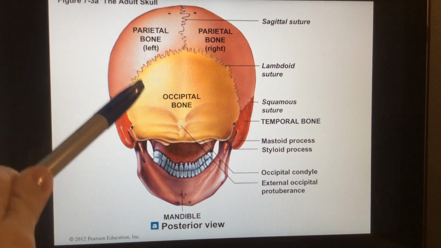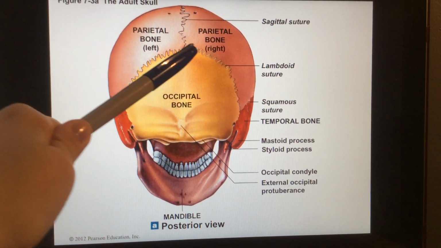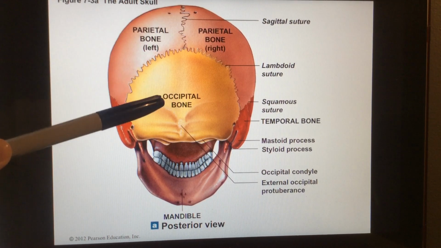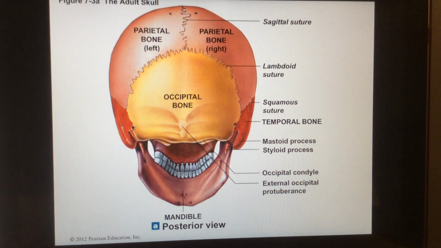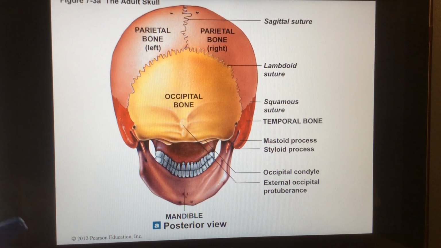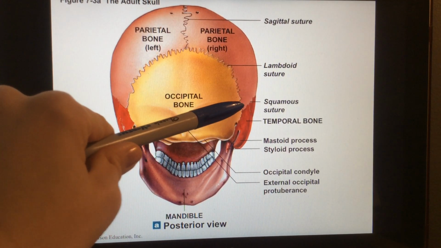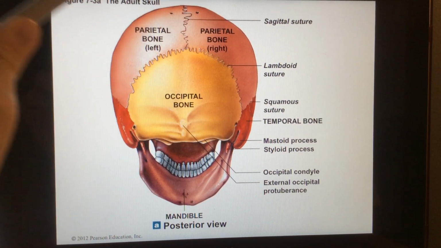The lambdoid suture is going to be found on the posterior view, and it's going to divide the parietal bones from the occipital bone. And the squamous suture is going to be more on the side view of the skull, or the lateral view, and it's going to form the boundaries between the temporal bones and the parietal bones. But you can see that it coincides a little bit with that lambdoid suture.